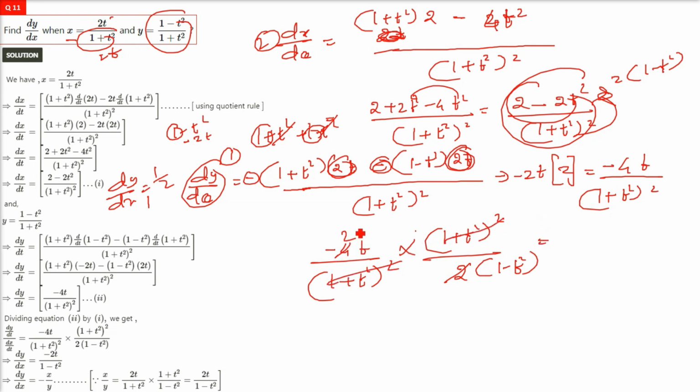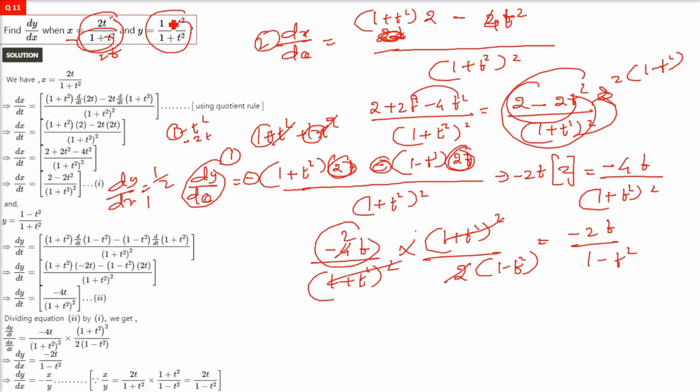And what do you get? This is 1 minus minus 2t. Minus 2t in the numerator and 1 minus t whole square. Now you can just keep it like that. But we cannot have the answer in terms of t. You have to always have this in terms of x and y. Alright.